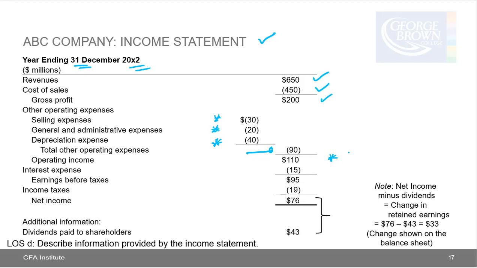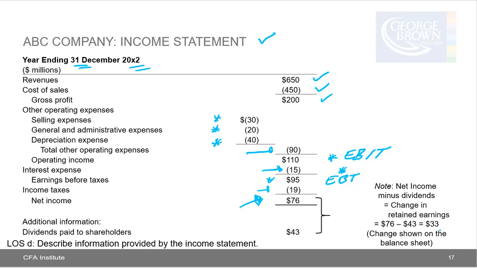Below, and sometimes we're going to call that earnings before interest and taxes, because the next line is the interest expense. So when we borrow money, when we have long-term debt, we need to pay interest, and each year we will have an interest expense. So EBIT, earnings before interest and taxes, or operating income, 110 minus 15 in interest expense, and we've got earnings before tax of 95 million, okay? And income tax of 19 million. So we have a net income for 20X2 of 76.